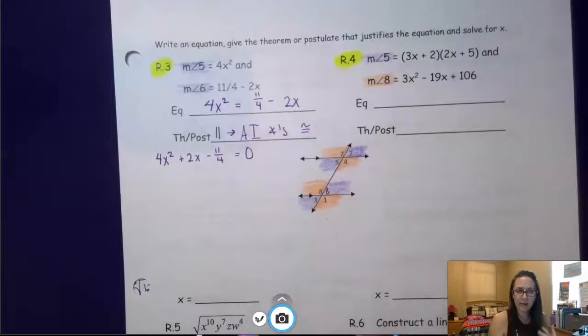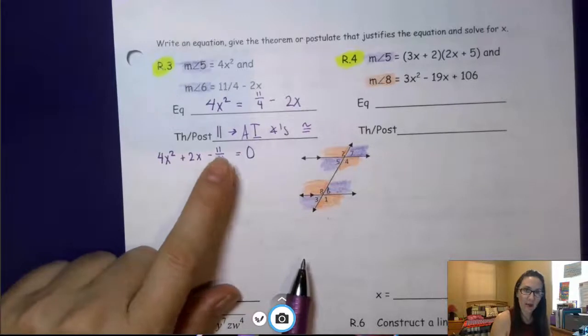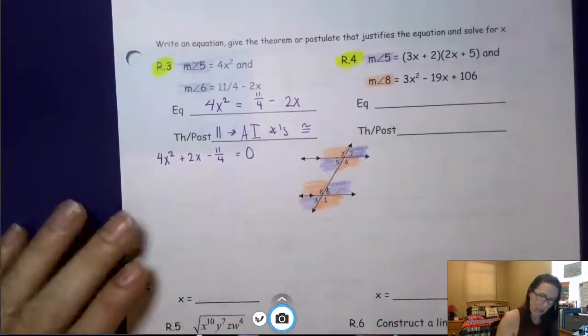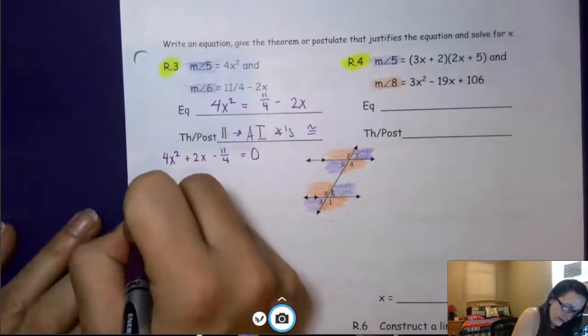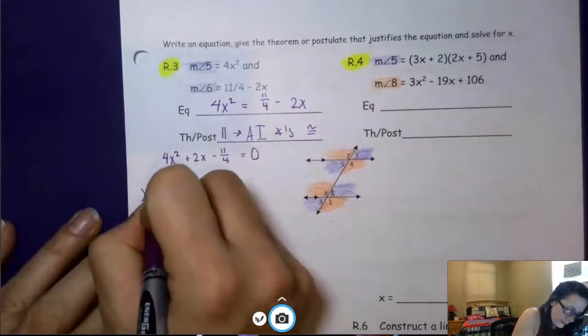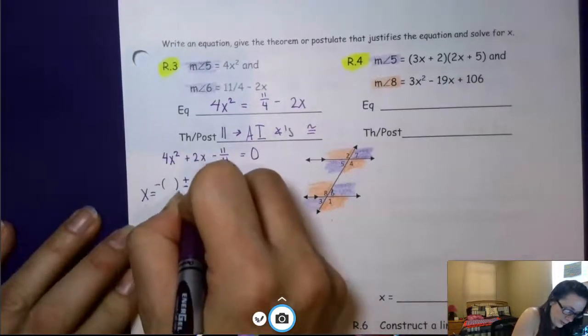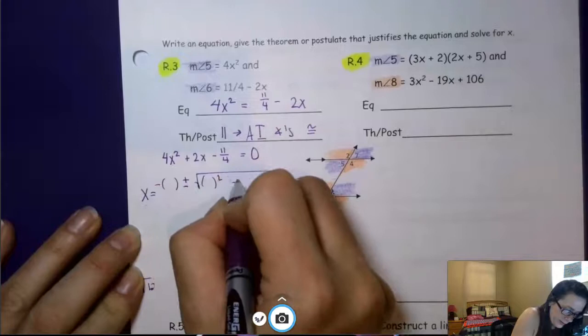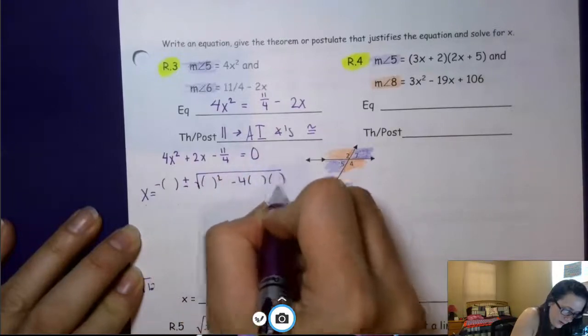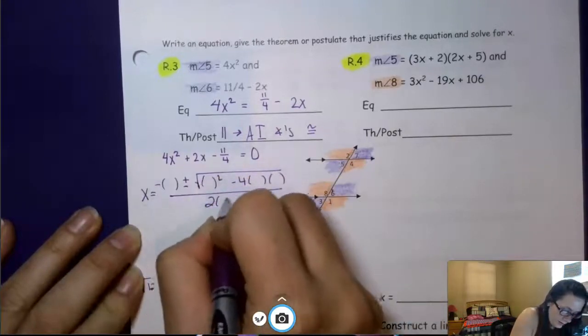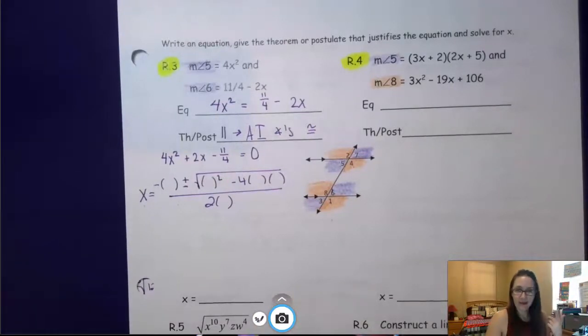So try to always do that. Think a few steps ahead. Do you want to clear a fraction? Do you want to get rid of it? What's going to make it easier for you in the long haul? And if that's my step, I'm going to be able to get rid of this. I'm going to plug this into my quadratic formula. x equals opposite b plus or minus the square root of b squared minus 4ac all over 2a. So I sing it to myself every time. Plug them in.